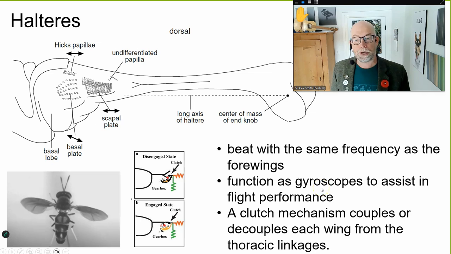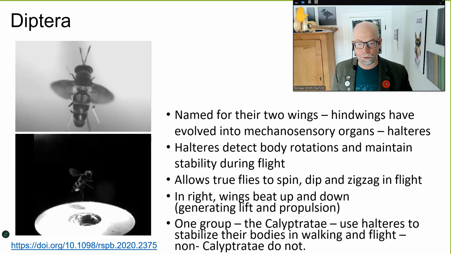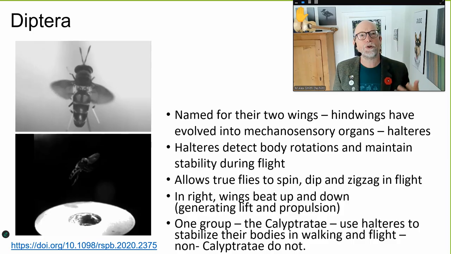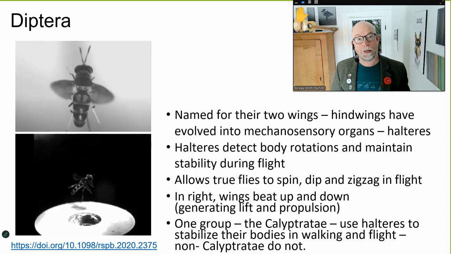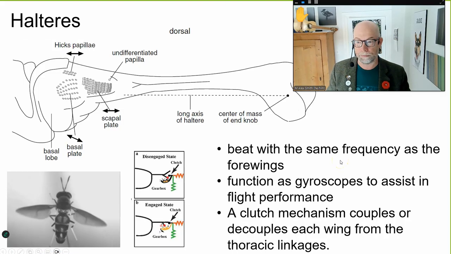And there's two groups. Let me go back to that, because there are two groups of insects within the dipterans. They're all still true flies. But there are calypterate flies that use the halteres to stabilize their bodies in walking and flight, and then non-calypterate dipterans that don't do that, where it's only during flight.